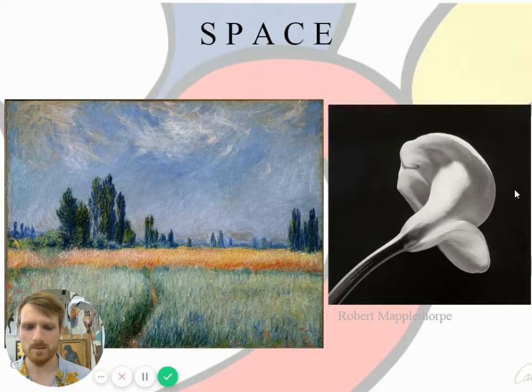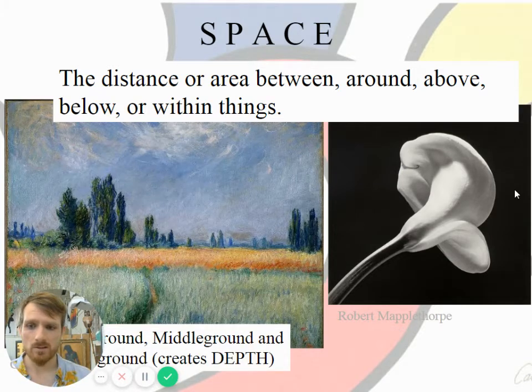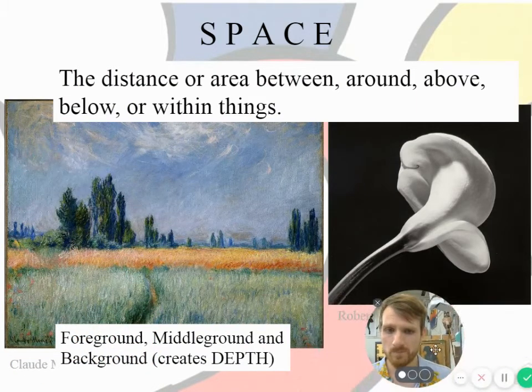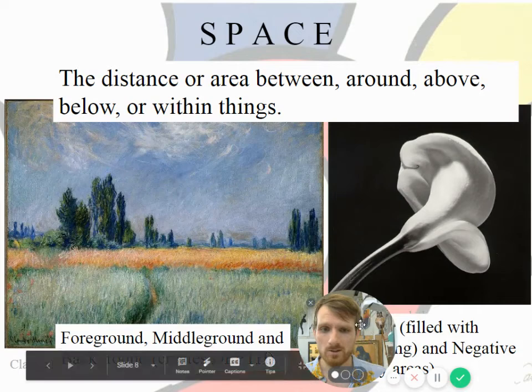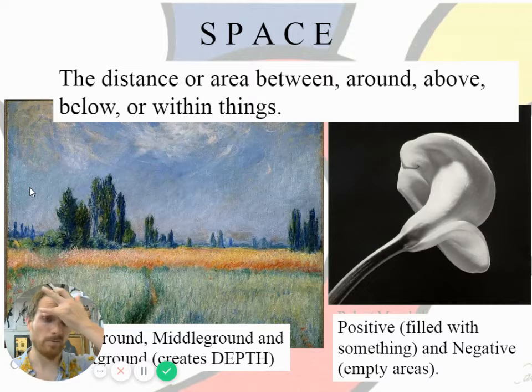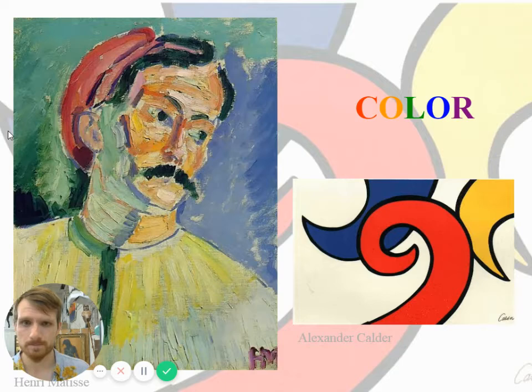Fourth element here is space. Space is the distance or area between, around, above, below, or within things. So paintings can have that sense of visual space, such as the foreground, middle ground, background. But then we can also have positive and negative space. So in the painting on the right, we're looking at that flower filling the positive space, and the negative space is that black empty space around it.